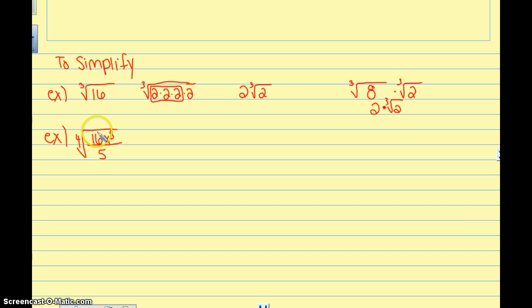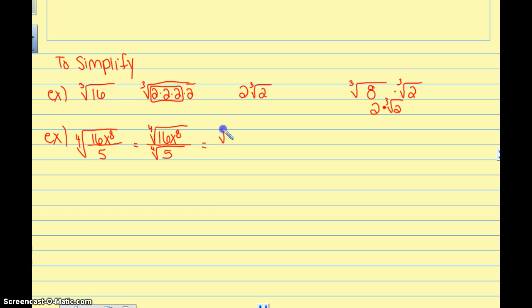So on this one, I'm going to do the fourth root of 16x to the 8th over 5. I like to separate this as two radicals, the numerator over the denominator. So the same idea applies. I need to know what number 4 times is 16 if something exists. And then I need to see how many groups of 4 I can make out of 8 x's.